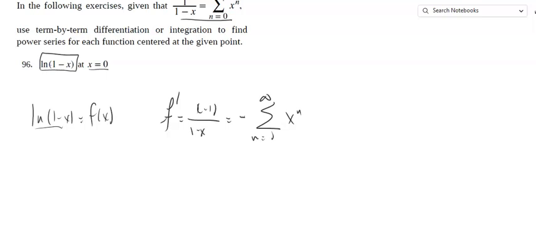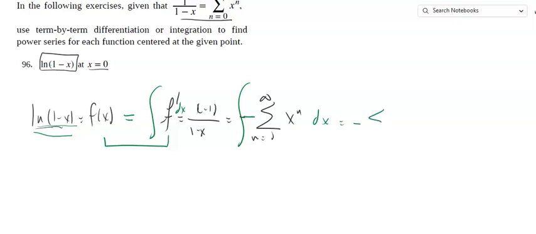Then, how are those related? Natural log of 1 minus x squared equals f of x, and f of x is the integral of this with respect to x. So natural log of 1 minus x squared equals negative the series, equals c minus the series n equals 0 to infinity of x to the n plus 1, divided by n plus 1.